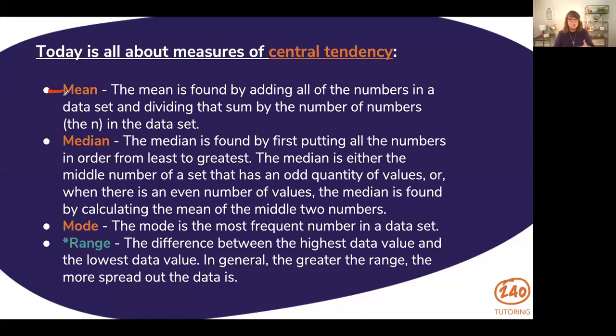Now I have range in a different color here, and the reason is all the rest of these numbers are looking for that measure of center if we were to graph them. The range is looking at the difference between the lowest value and the highest value. So in general, the greater the range, the more the number set is spread out. It could actually indicate an outlier as well. And I'll talk about what an outlier is in just a minute.